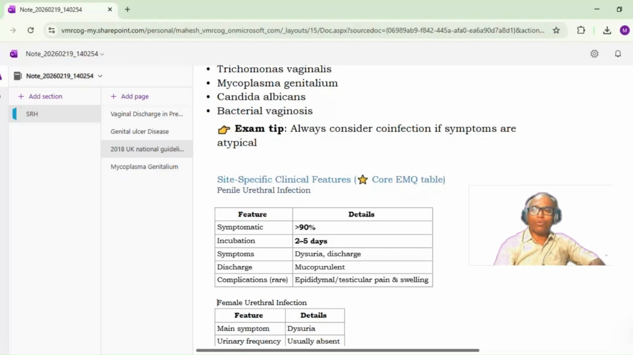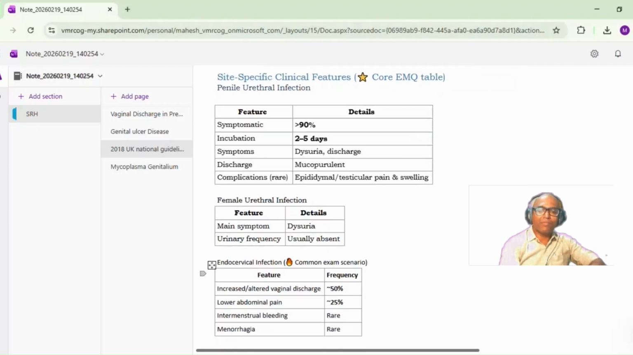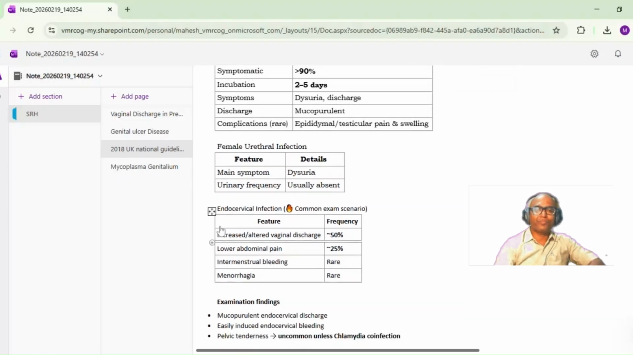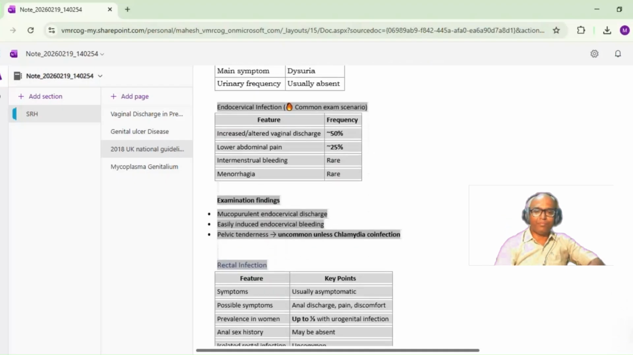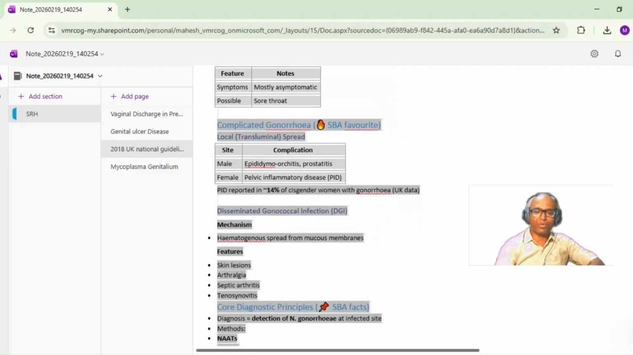If it is a female urethral infection, the symptoms will be mainly dysuria. Urinary frequency is generally not seen. If it is an endocervical infection, just wait for a minute, I will increase the font. It will be better.